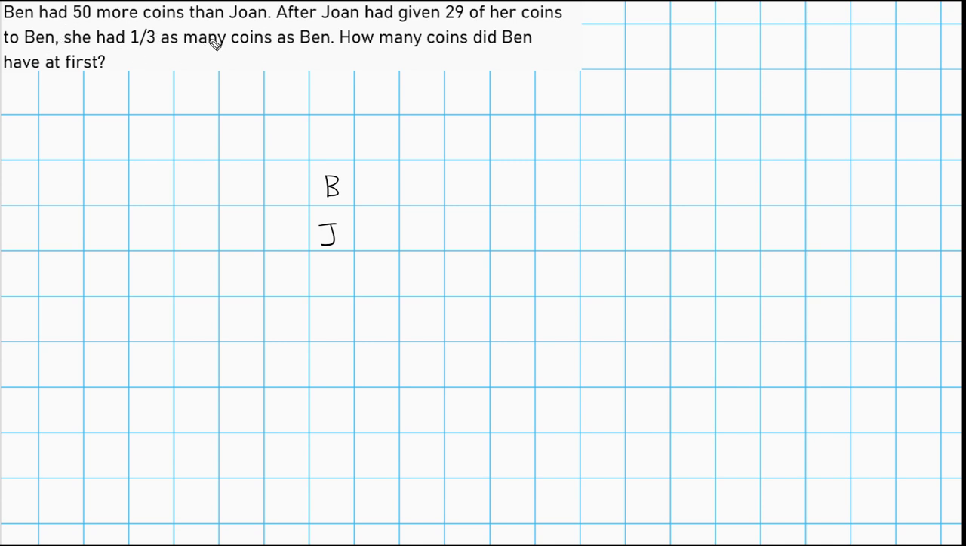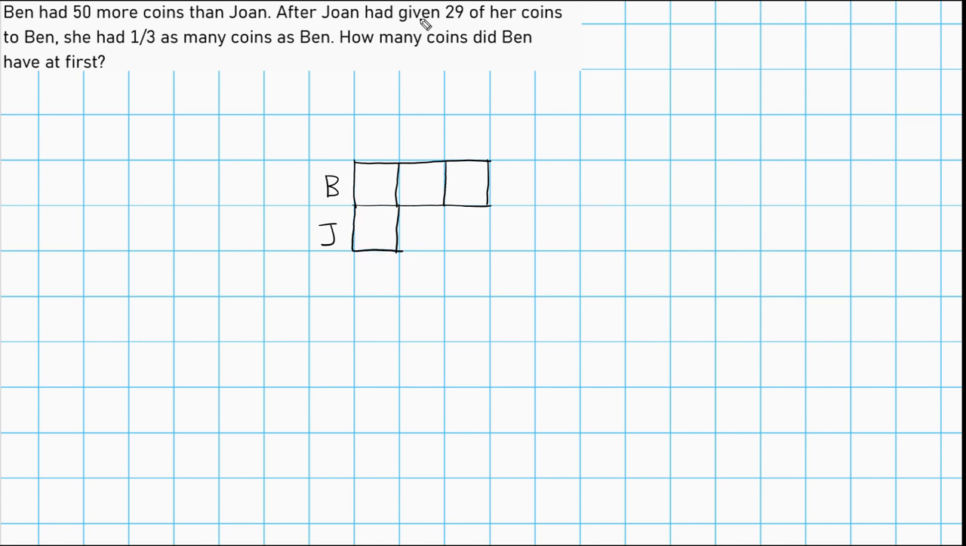Sometimes it's easier to start with the bit that's easier to draw. So I'm just going to draw the situation at the end, where it says, after Joan had given 29 of her coins to Ben, she had 1/3 as many coins as Ben. So let us draw the end situation. In the end situation, Ben has 3 parts, and Joan has 1. Can we see that?